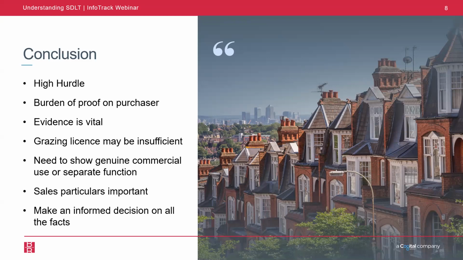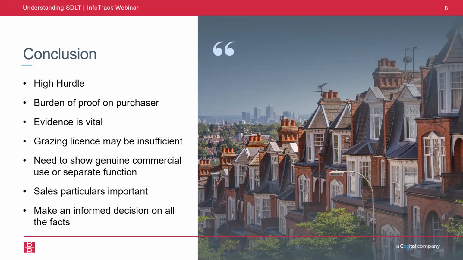Not sure that a grazing license, particularly if it's unwritten and for nominal consideration only, I'm not sure that's going to be enough. The fact that the license doesn't exclude the owner of the house from taking possession, which is inherent in the concept of a license, I think is a strong argument available to the revenue to say that a grazing license doesn't mean that the land isn't part of the grounds. You really need to show, to be safe, some kind of active, genuine commercial use or separate function.